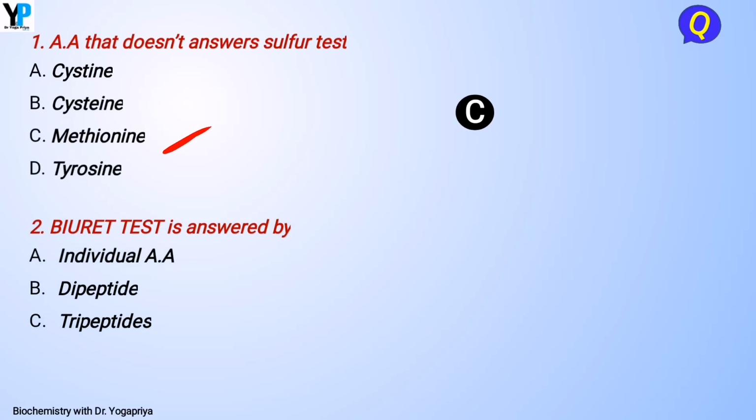And the next one is, Biuret test is answered by individual amino acid, dipeptide or tripeptide. We know Biuret is a general test for protein, and it can be answered by the proteins with a minimum of 2 or more peptide bonds. So it is always better to go ahead with a tripeptide.